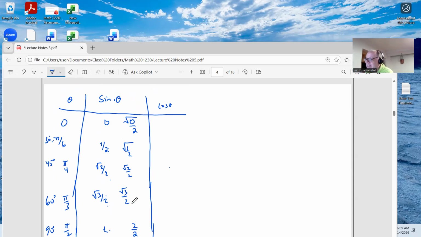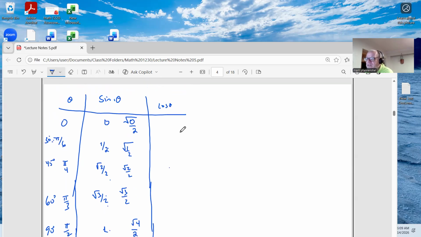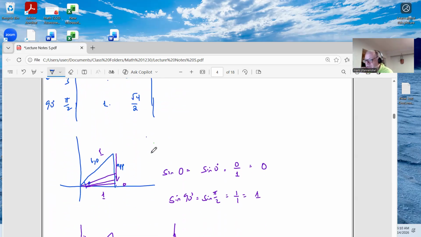The fancy way to write 2 is the square root of 4, right? So instead of 2, we're going to say the square root of 4 over 2. That's really 2 over 2. So the values for sine are going to be square root of 0 over 2, square root of 1 over 2, square root of 2 over 2, square root of 3 over 2, square root of 4 over 2. Cosine counts backwards.